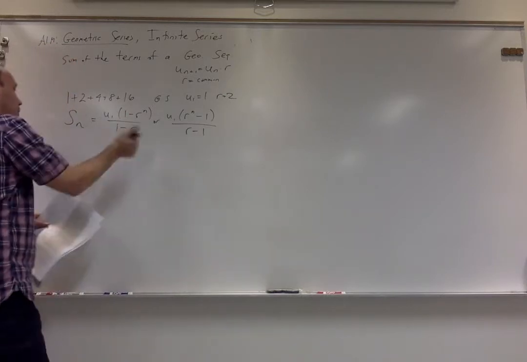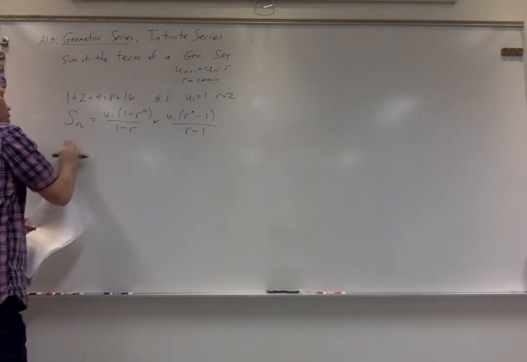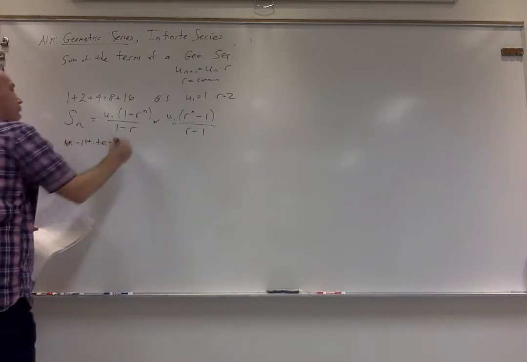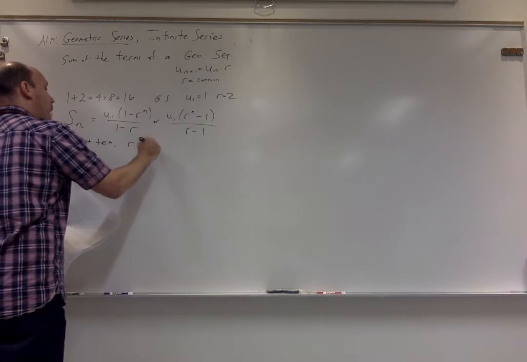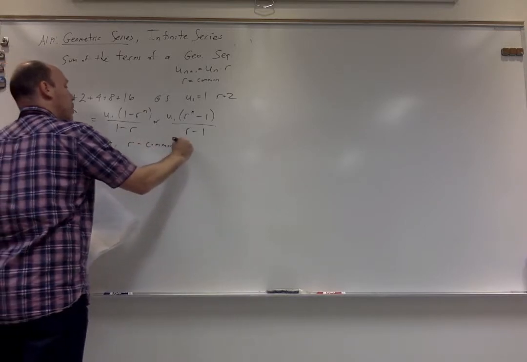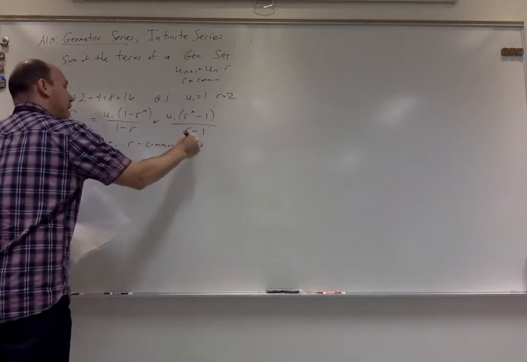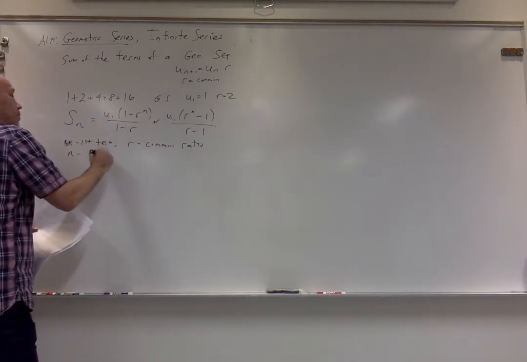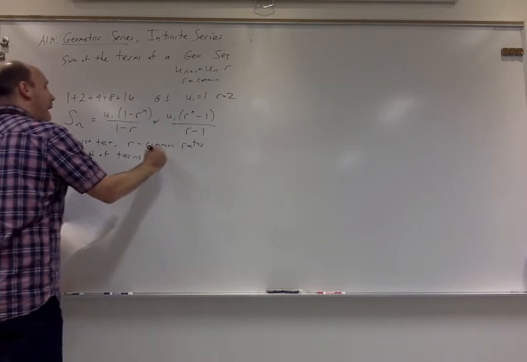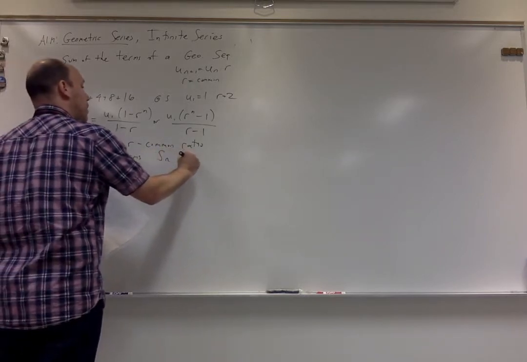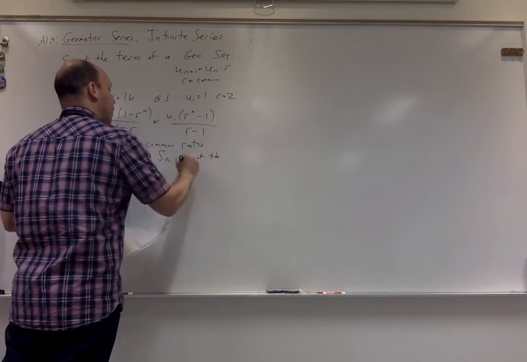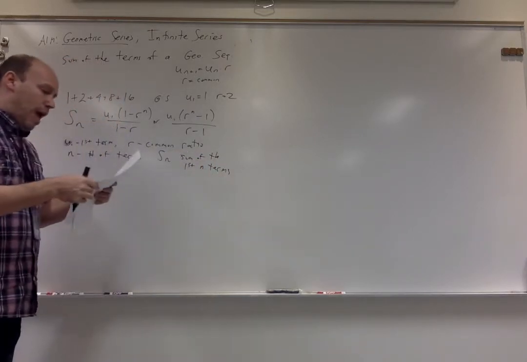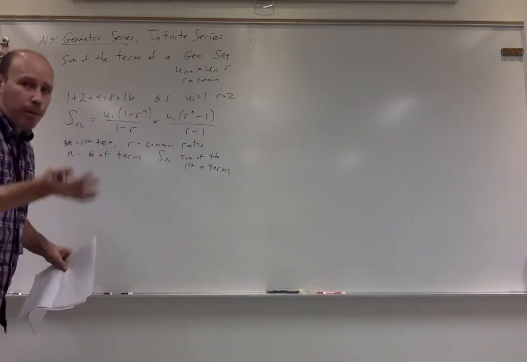Let's just go through the variables. U of 1 is the first term. R is the common ratio. We know that n is the number of terms. And S of n is the sum of the first n terms. And so we simply plug it in the formula.